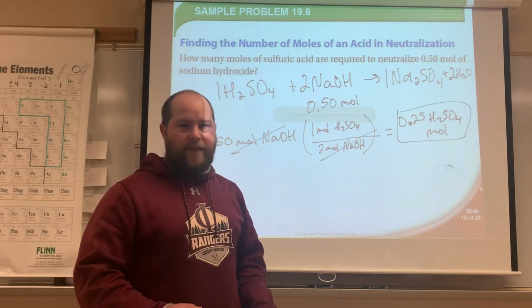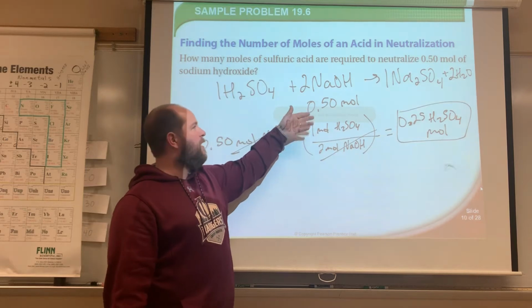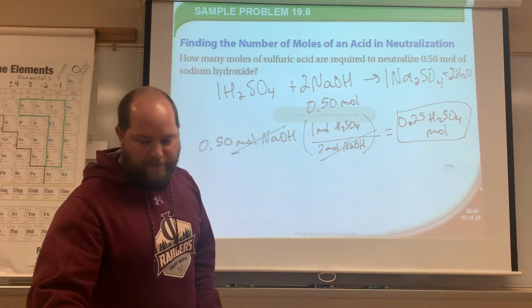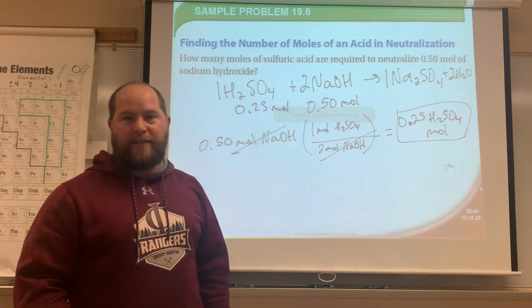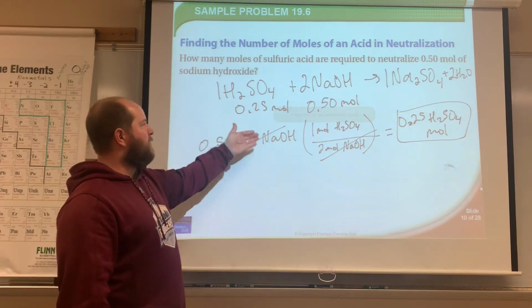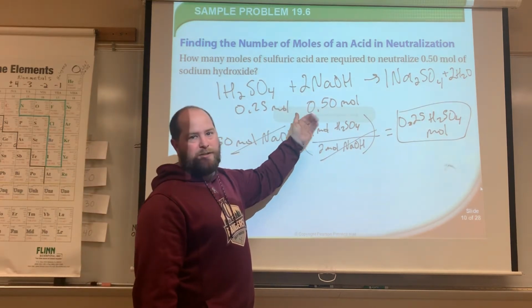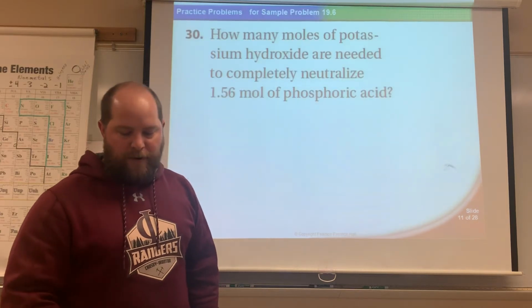Like I said, some of us can probably see right away that it's a 1-to-2, so if I have 0.5, then I need 0.25. That should make sense, right? If I have 0.25 moles of this, I'm going to need 0.5 moles of that to neutralize it. All right, let's keep working here.